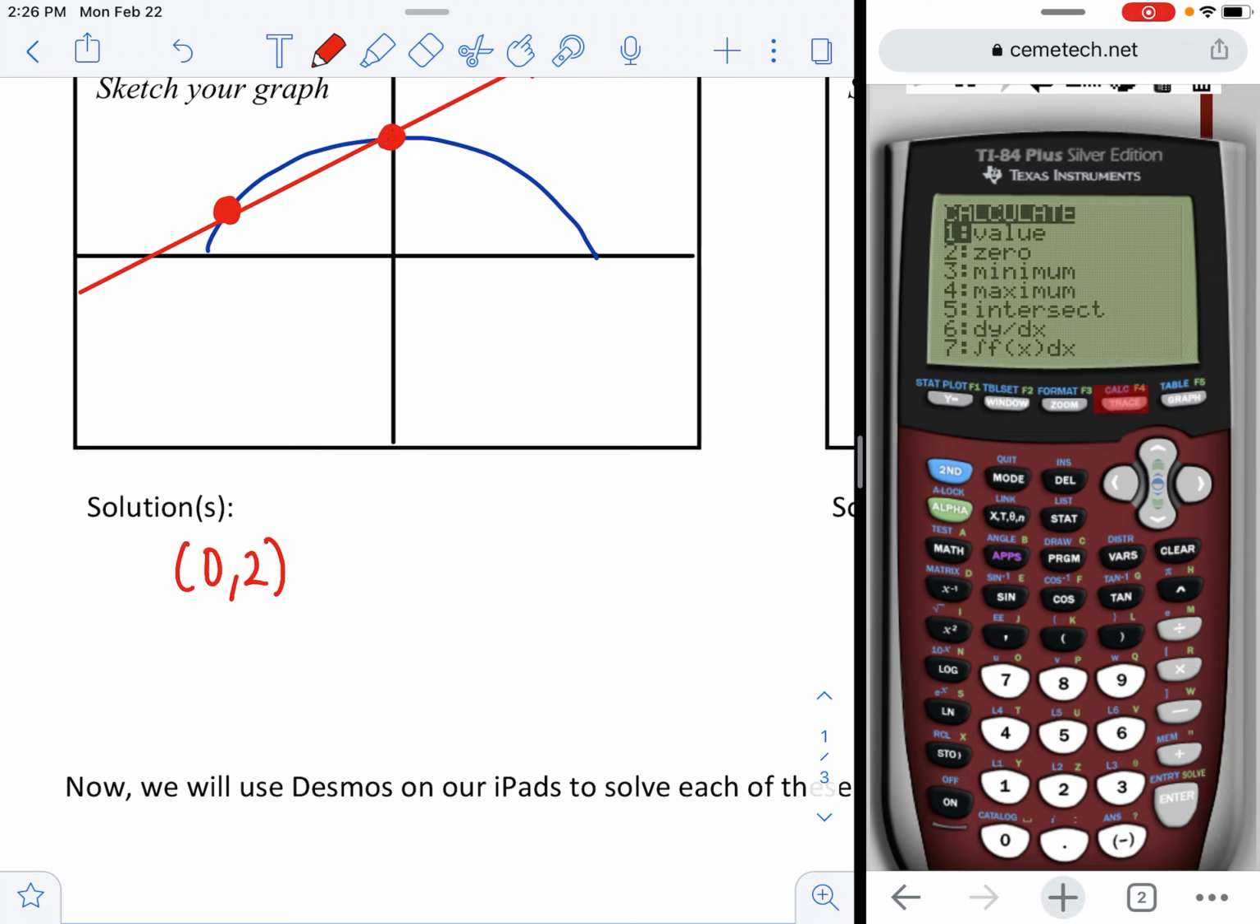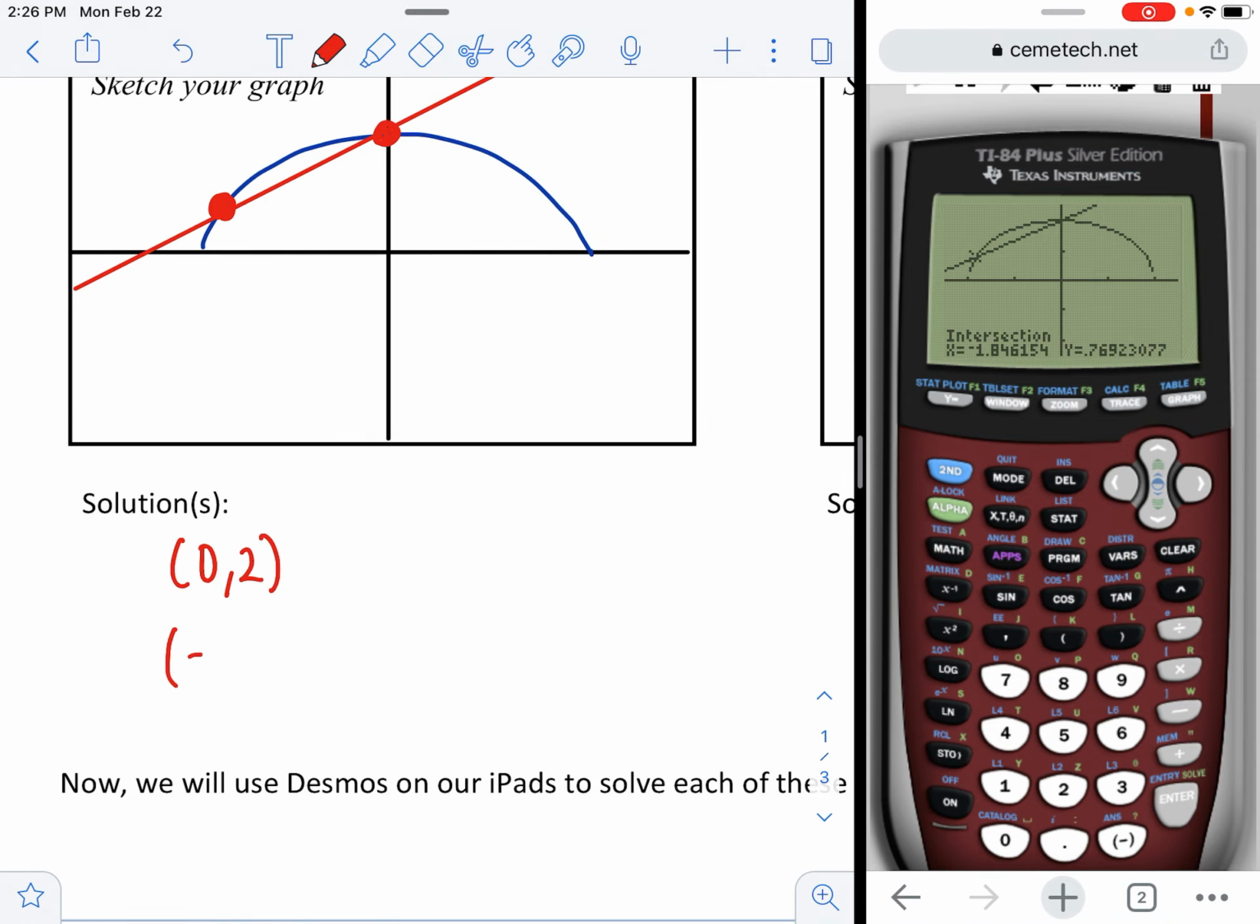Okay. Now we're going to get closer. Second quit. Now we're going to hit second trace. And now we're going to find the other intersection. We're going to hit number 5. And now we're going to get closer, so we're going to move left, and it's going to toggle towards that. And then we're going to hit enter, enter, enter. As soon as you're close enough, it'll find the one it's closest to. So my second point of intersection is negative 1.85.